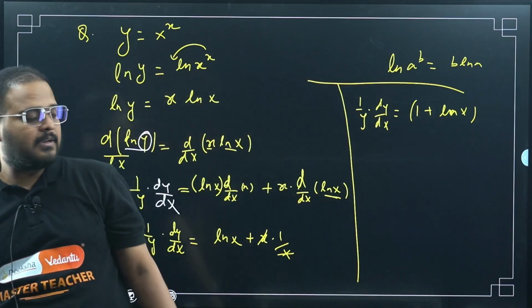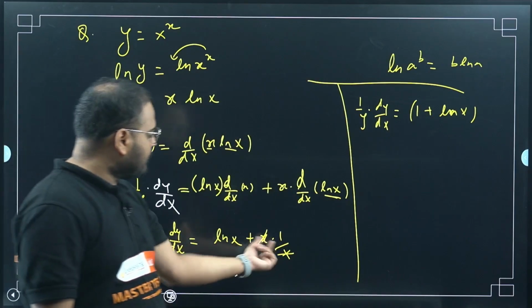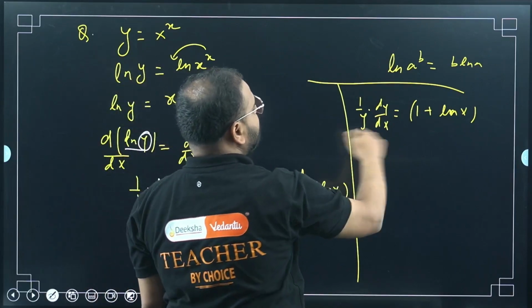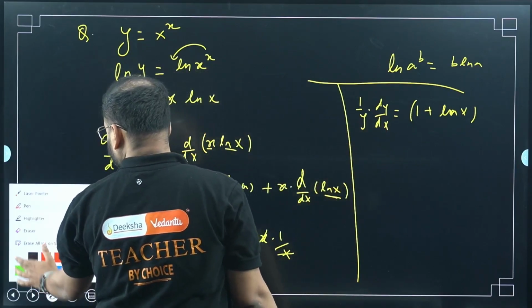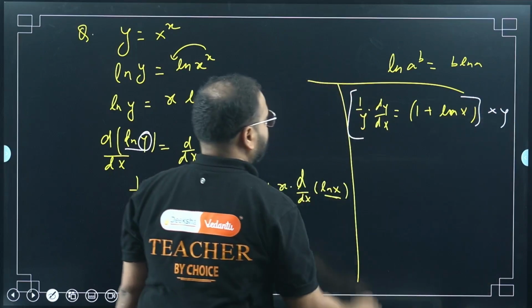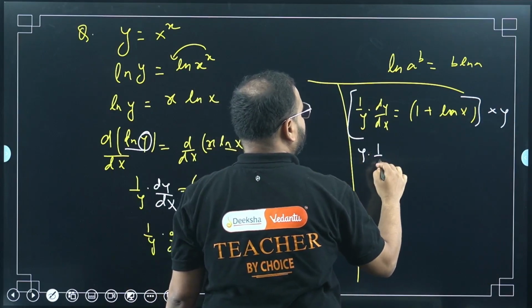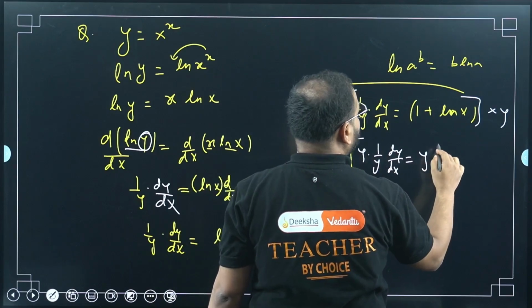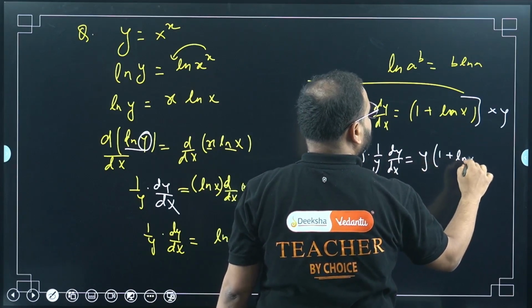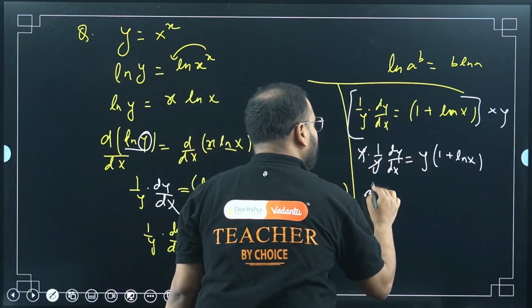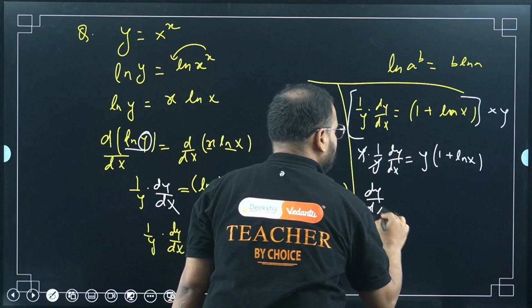1 plus ln x. 1 by y dy by dx equals 1 plus ln x, right? Now multiply y on both sides. Why? Because you have to eliminate this y. So multiply y on both sides, the whole thing. What are you going to get? y times 1 by y dy by dx equals y times (1 plus ln x). Am I right? Yes, sir. Cancel this y and y. What do I get? Only dy by dx equals what?